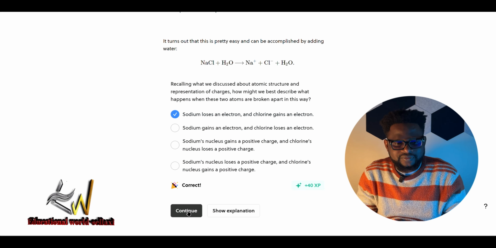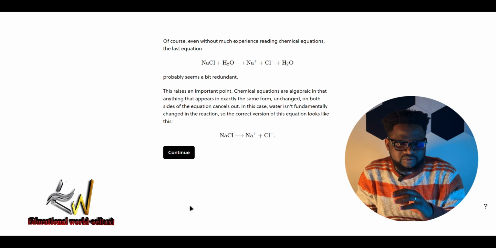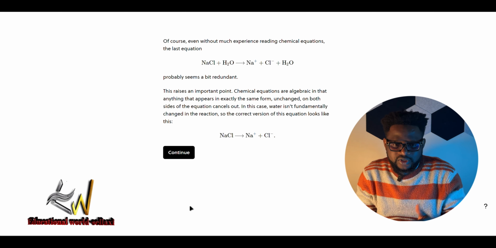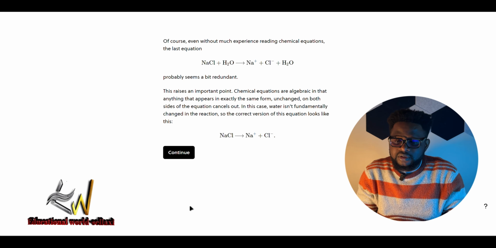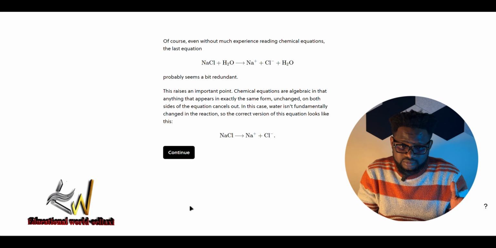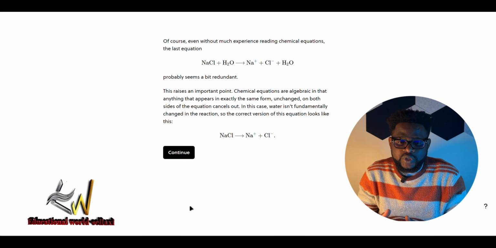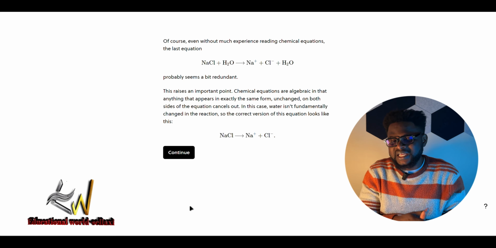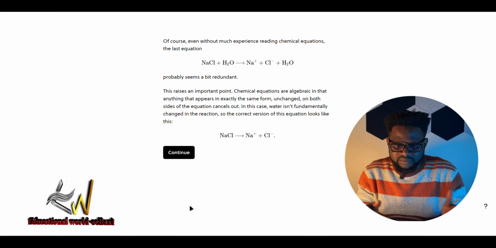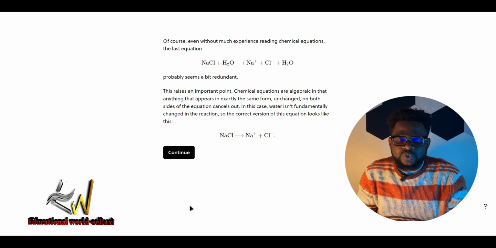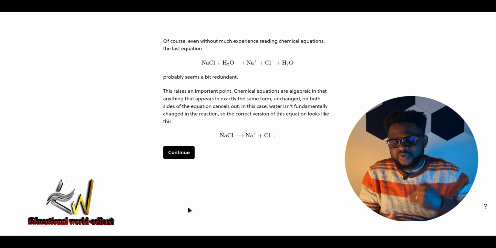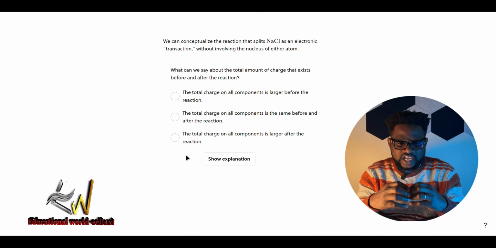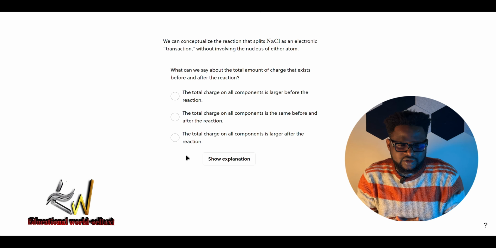So let's continue. Now, even without much experience reading chemical equations, you can see this equation: sodium chloride and water forming sodium ion, which is sodium with a net positive charge, and chloride ion, which is chlorine with a net negative charge. It simply means that when sodium chloride is split into two, we have sodium ion and chloride ion. That shows you there's an exchange of electrons, and that's that. So let's look at this.